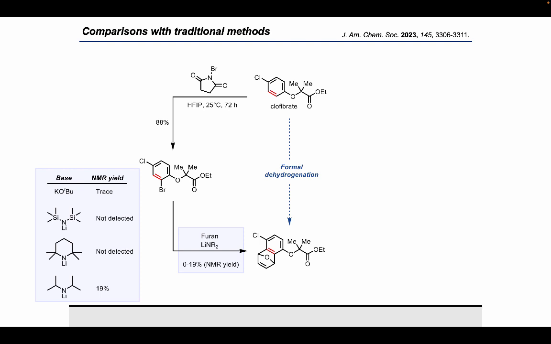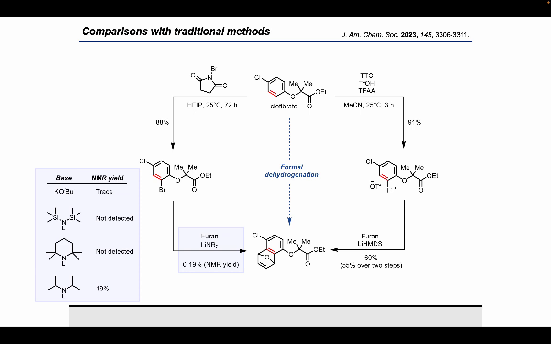In attempts to synthesize the same product using our developed formal dehydrogenation, clofibrate was first treated with thianthrenation standard conditions to generate the aryl thianthrenium salt in 91% yield without use of chromatography. This salt was then carried forward with modified arene synthesis conditions to generate the oxabicyclic product in 60% yield and a 55% yield over two steps from clofibrate.